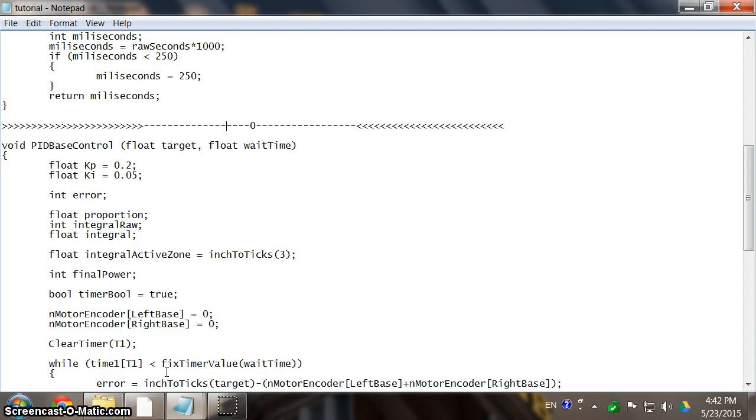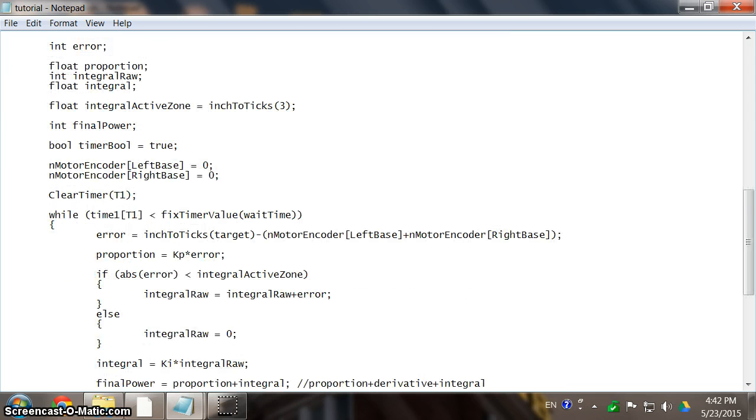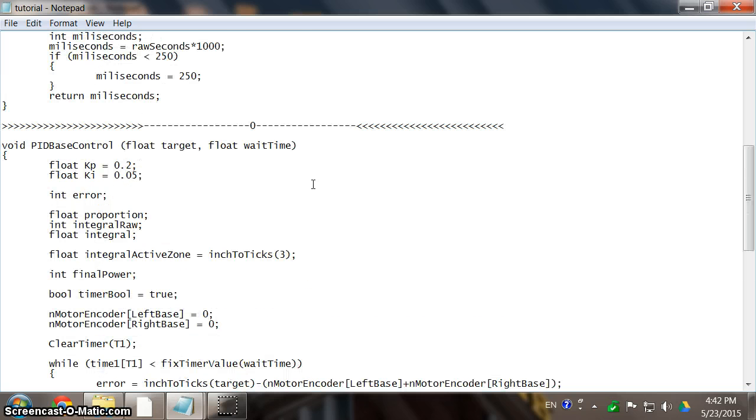So, let's do this. We are going to get another variable called float integral limit, and it equals something, and it's set up very similarly to the integral active zone. However, we've got to know that the integral limit is very, very different from the integral active zone, and those two algorithms have to be processed separately. You can't mix them together.